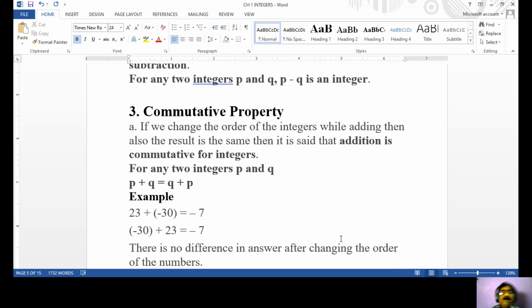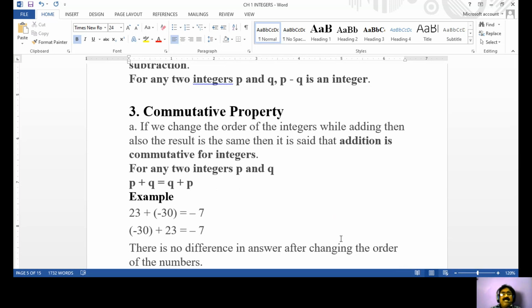If we change the order of the integers while adding and the result is still the same, then it is said that addition is commutative for integers. What does this mean? It means if we are adding two numbers, suppose 4 plus 5, we can add it like this also, 5 plus 4. We can add any two numbers in any order.